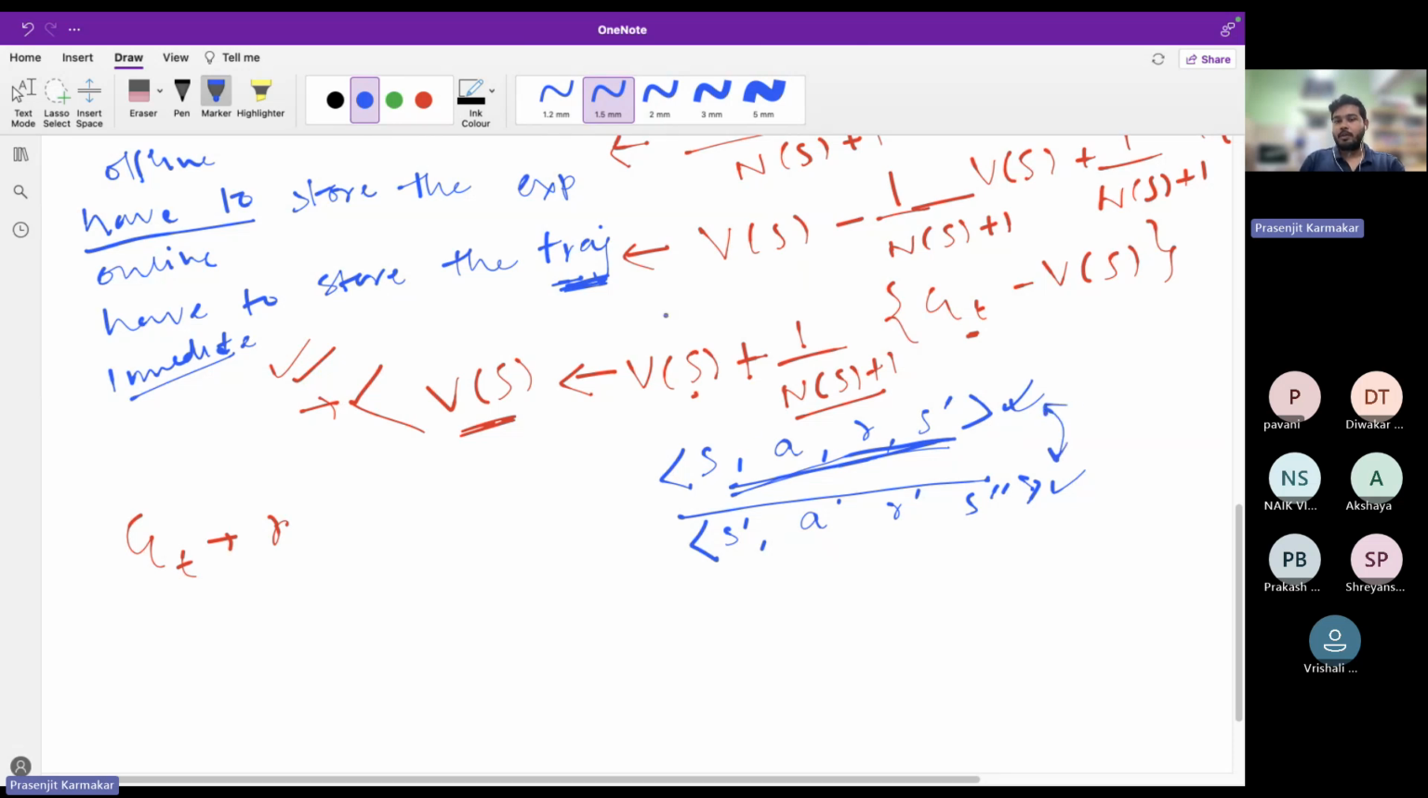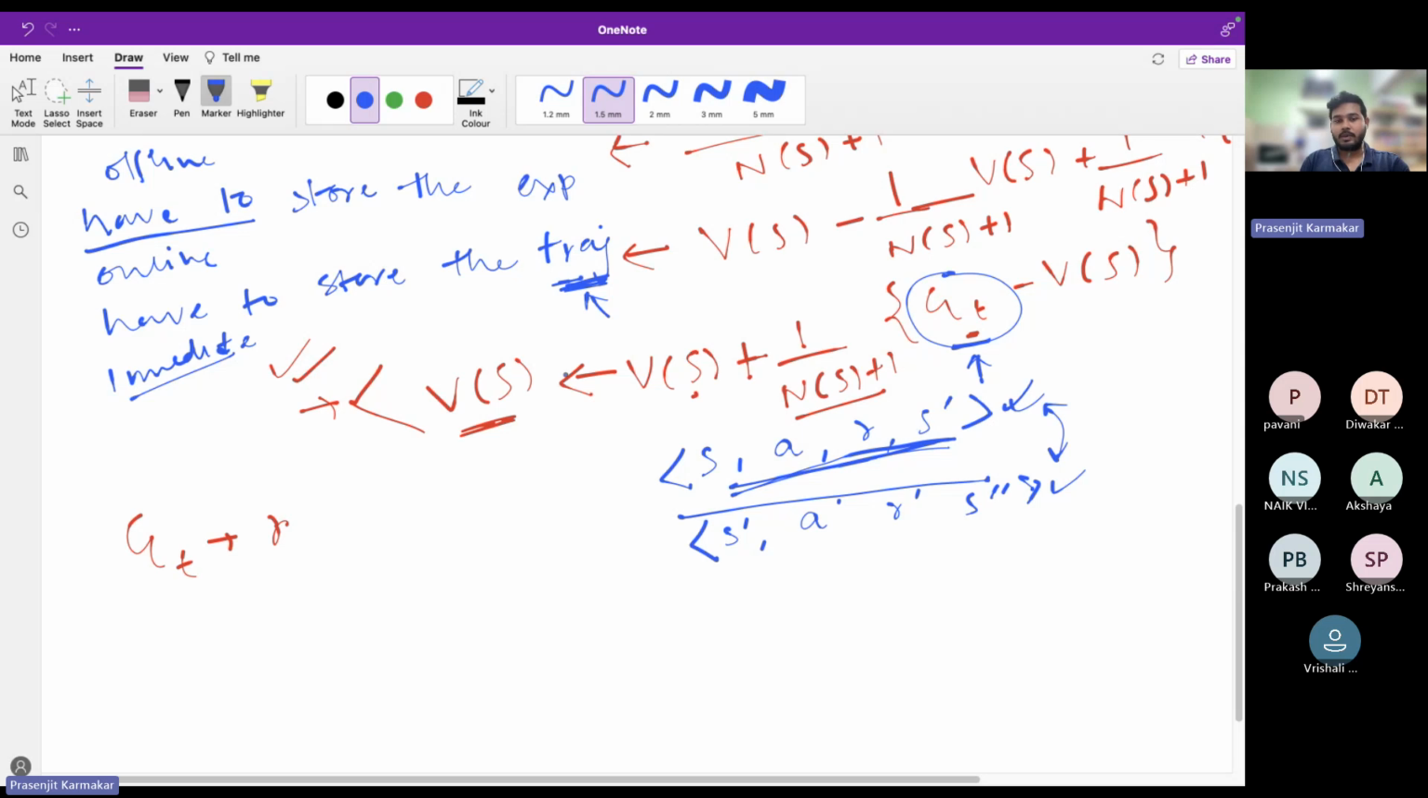Now my requirement of storing the trajectory is even gone. Okay, so how can we do it? We would approximate the return. So why are we storing the trajectory? Because we have to compute the returns, right? And for computing the return, we have to know the entire trajectory from S, the sequence of rewards we observe, right? So we can approximate this.